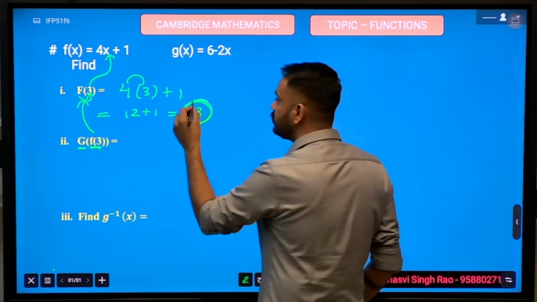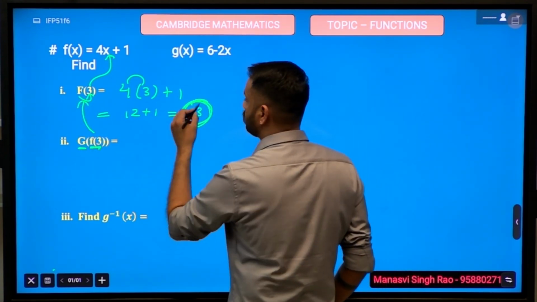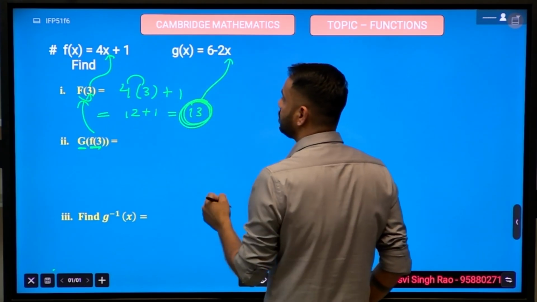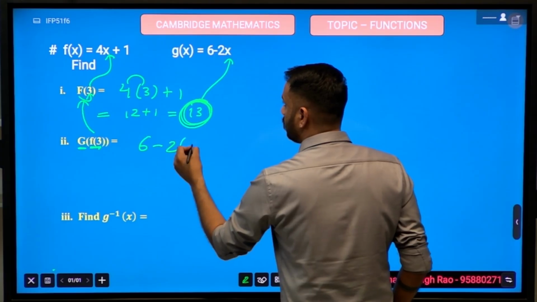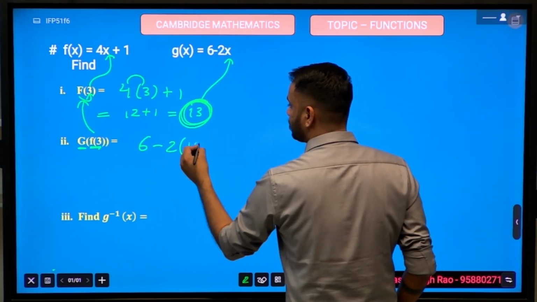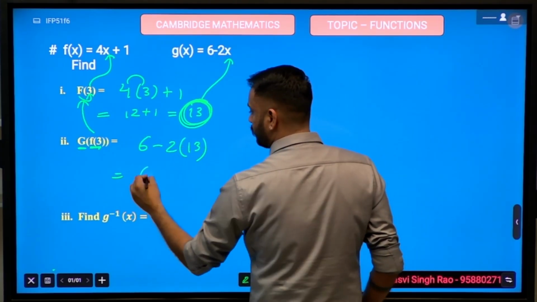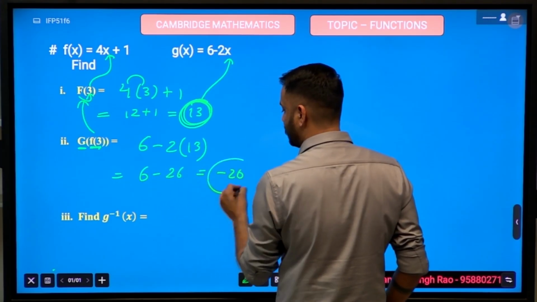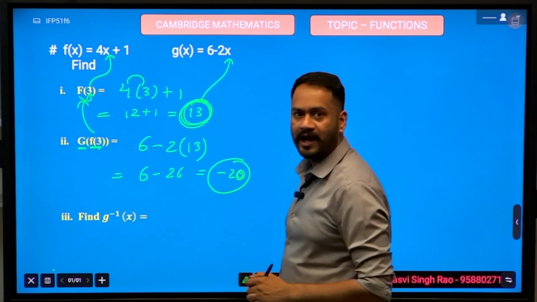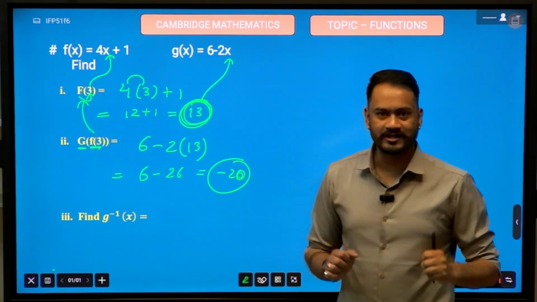Now 13 you need to put in the g function. So that means you need to put 13 here. So I will write it like this: 6 minus 2, and in the place of x I'll write 13. So by that way you will get 6 minus 13 times 2, that is 26. So the answer is minus 20. I hope you got the idea how to solve such types of questions.